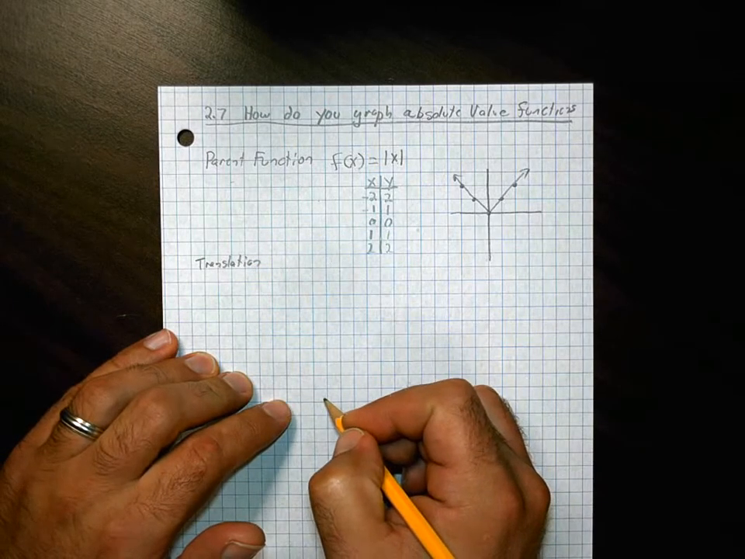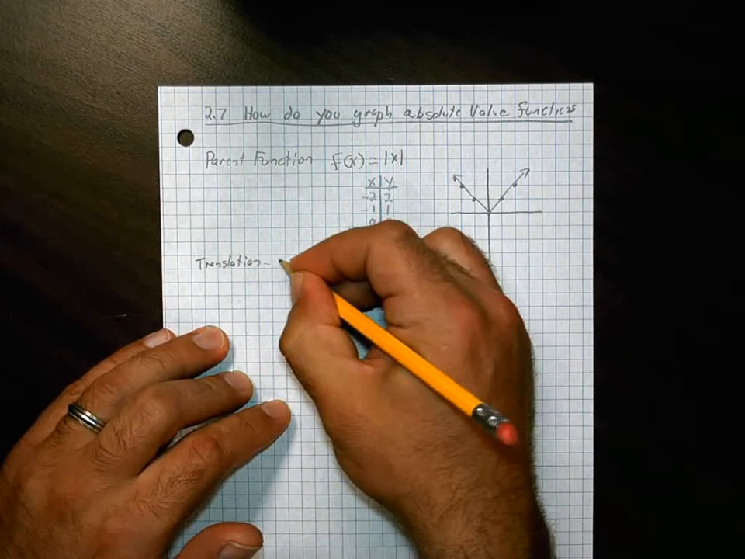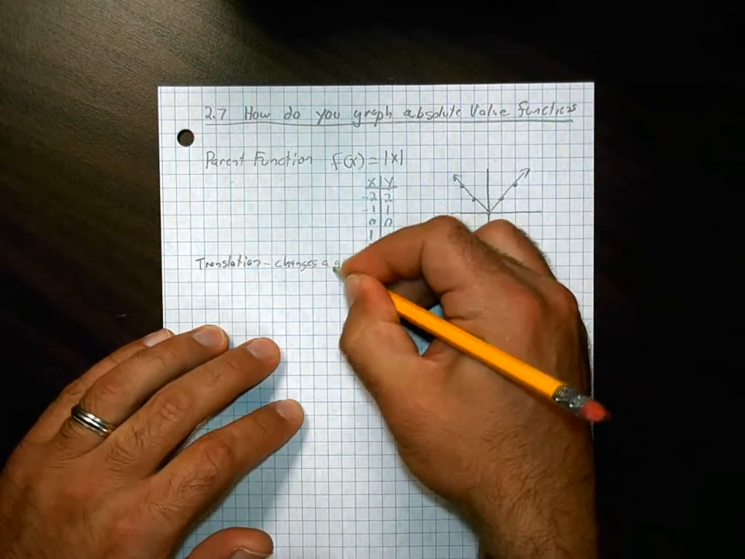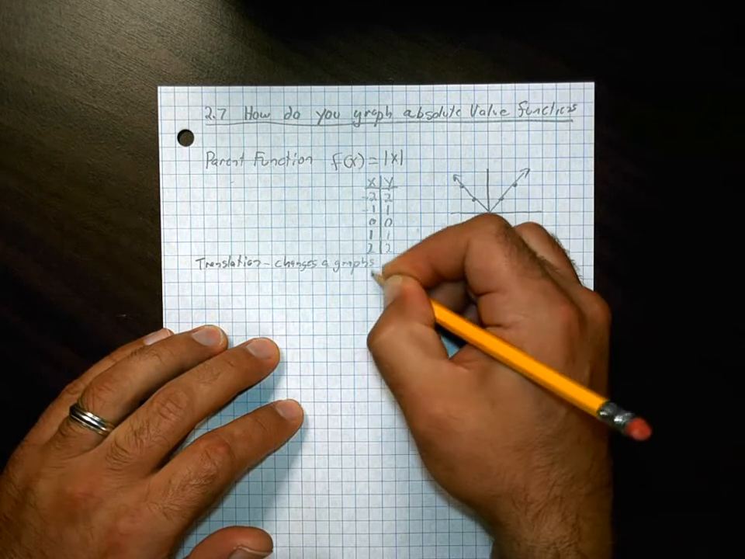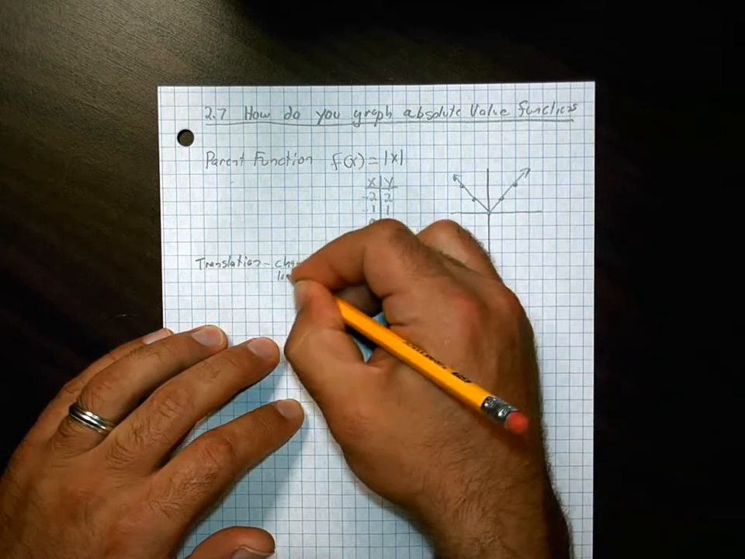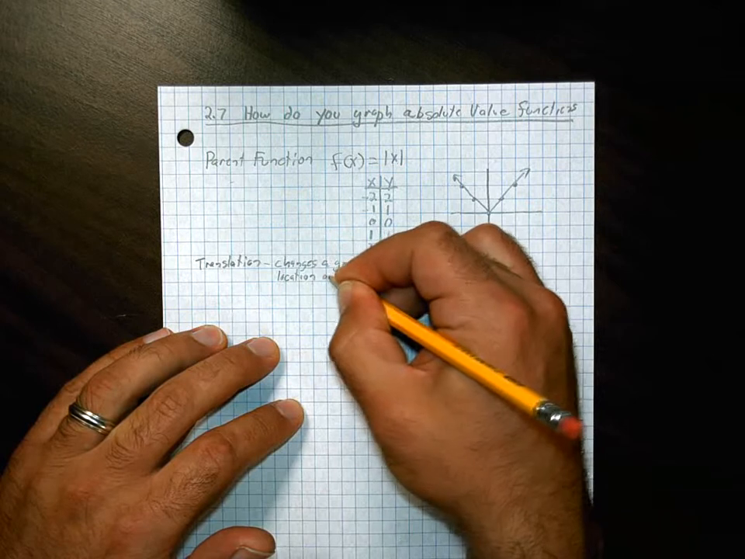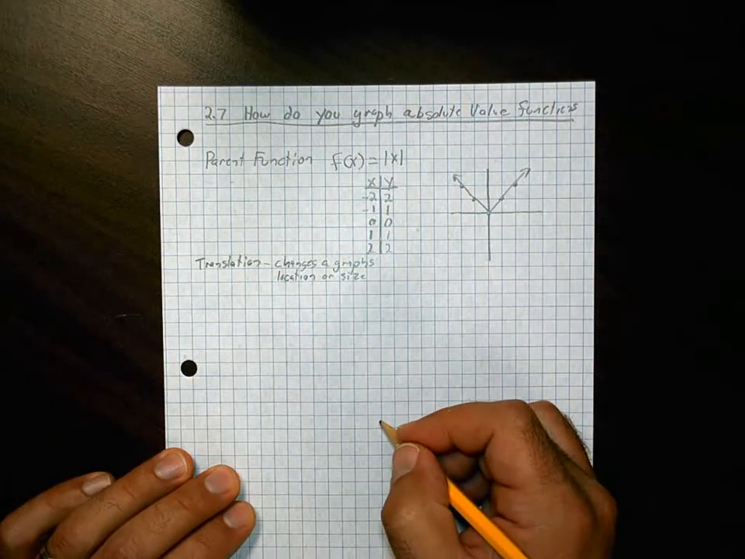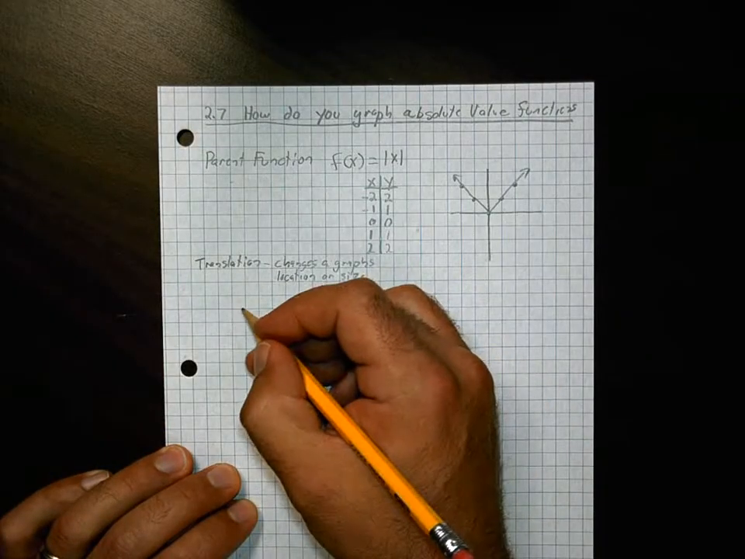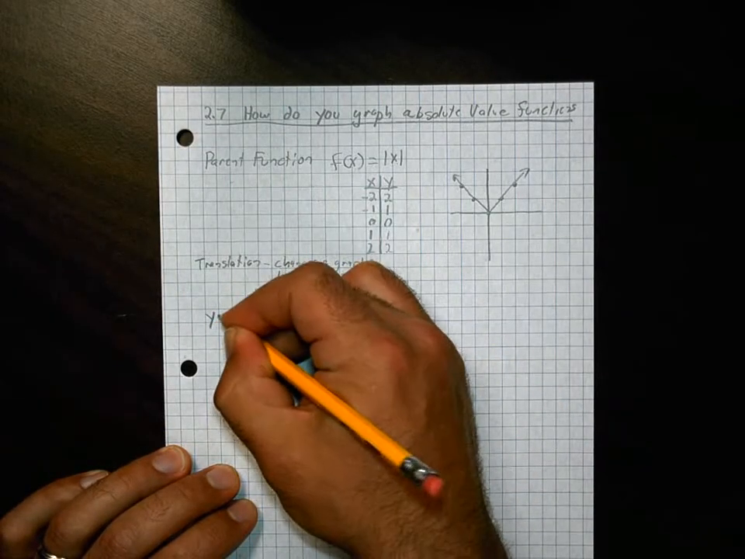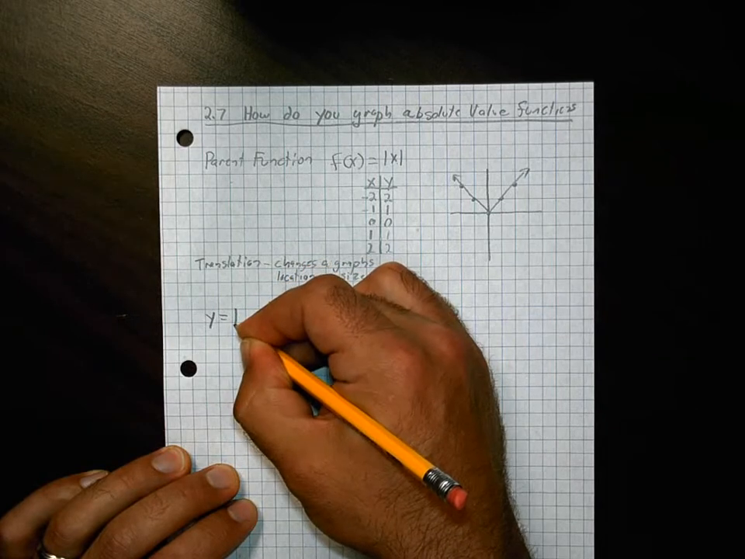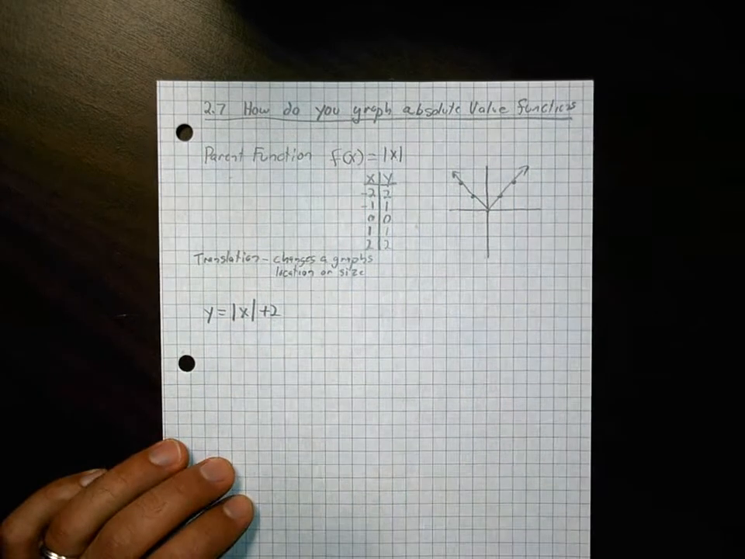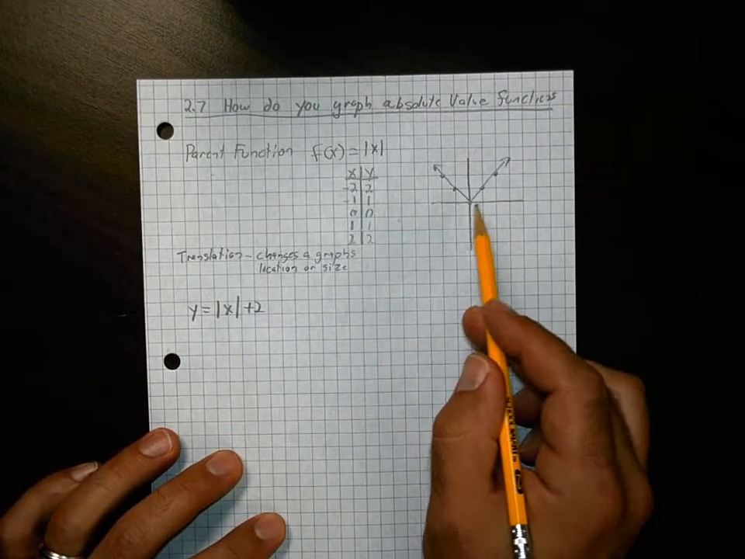Translation changes a graph's location or size. Okay, so let's start with a simple one. Y equals absolute value of x plus 2. Okay, and then we'll compare it to this one.